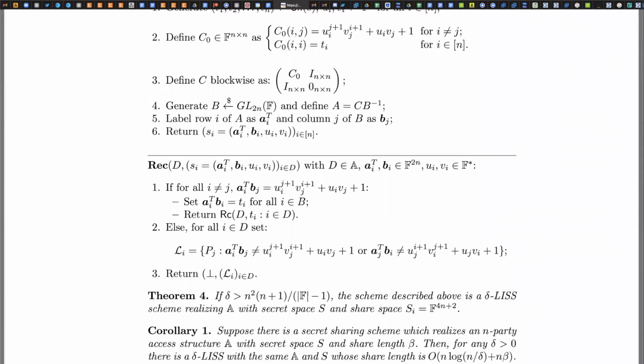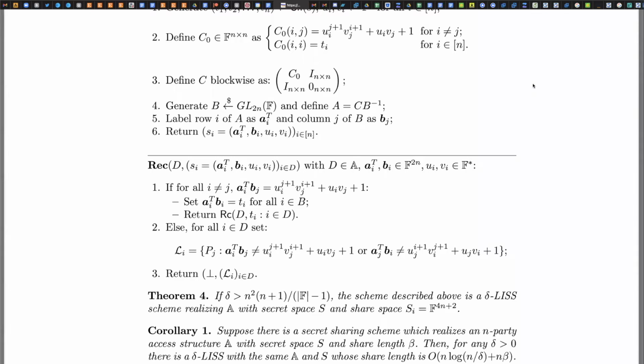Okay, so now can I ask you how to decide, for example, the size of this field and the distribution of when we pick this i and j? How can we be sure that this gives us the level of security that we expect?